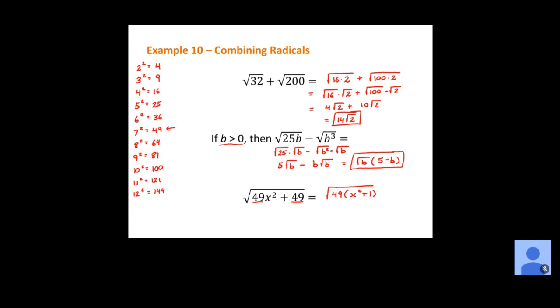Now I've created multiplication inside there. I have 49 times x squared plus 1. So I'm allowed to split that into two separate square roots. We're going to have the square root of 49 times the square root of x squared plus 1. What's the square root of 49? 7. Good. All right, so that's going to give us a 7.